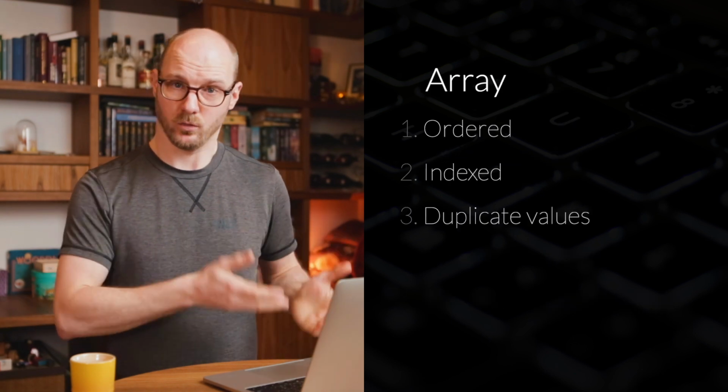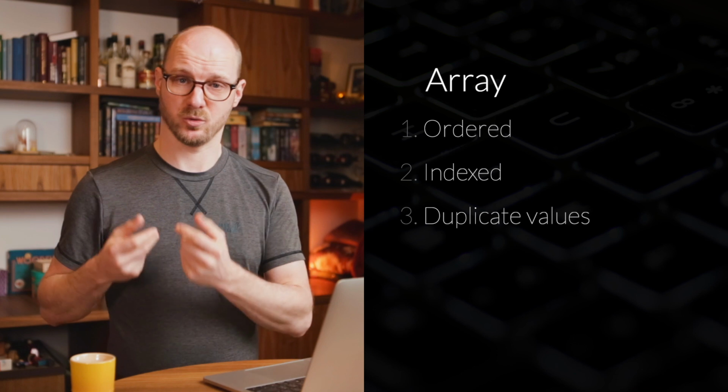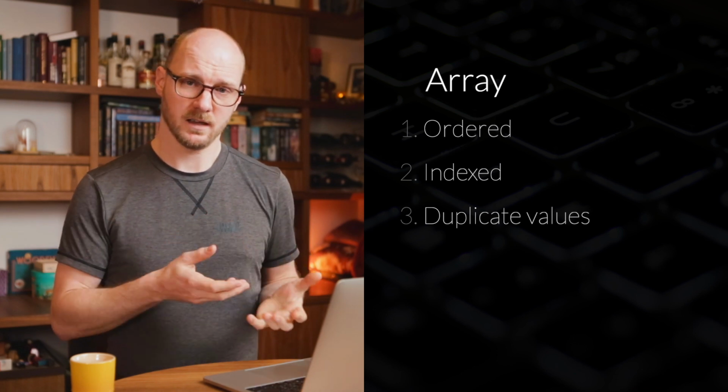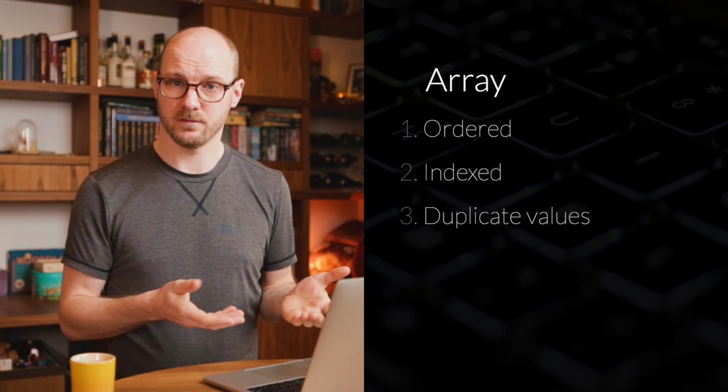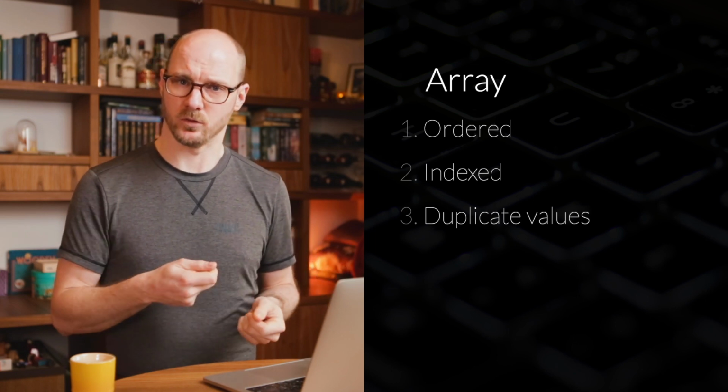An array is ordered, it is indexed, and it supports duplicate values. It is indexed in the sense that it has numbers to access the items in the array from. It is not a key value store. Now in this video I'm talking about collections. I'm not talking about a specific way in JavaScript that an array is also an object and you could technically attach properties and misuse it as a key value store, but that's not the intention behind an array. That's not what's relevant for collections. So I'm going to ignore that fact for this video.